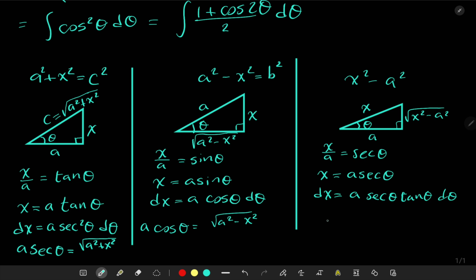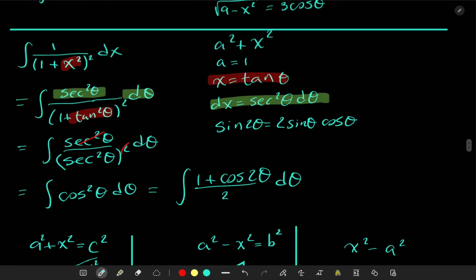And now my square root, that's going to be the square root of x squared minus a squared over a, which is opposite over adjacent. That would be the tangent. Divided by a, I'm going to multiply the a on both sides, and I get a tangent of theta. All right, so that's how you determine your substitutions. Let's put it in the last triangle, and let's wrap the video up there.